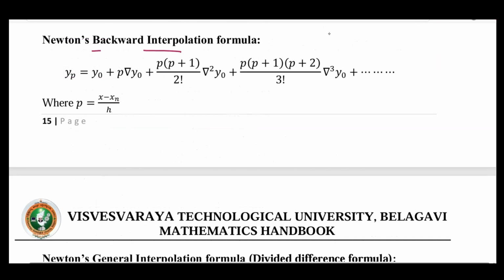Newton's backward interpolation formula: y_p will be y_n plus p ∇y_n plus p(p+1) divided by 2 factorial ∇²y_n plus p(p+1)(p+2) divided by 3 factorial ∇³y_n plus so on, where p is equal to (x - x_n) divided by h.